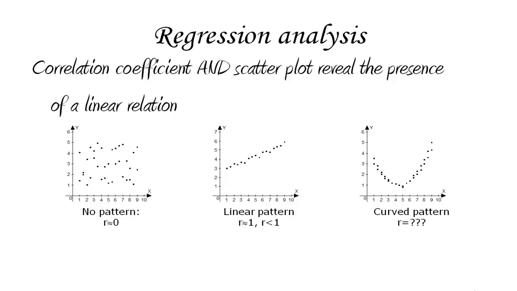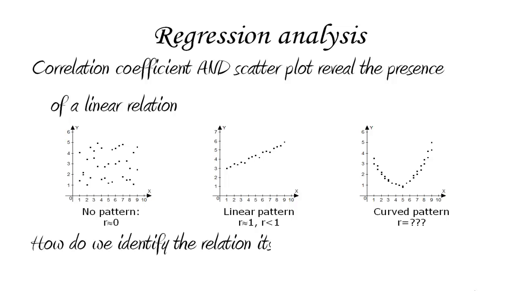So we looked at the question of whether there is a relation. But what we're going to be looking at right now is how do we identify the relation itself if we know that it exists? And once we know what the relationship is, how can we put it down as a mathematical relation so that we can hopefully do something with it?